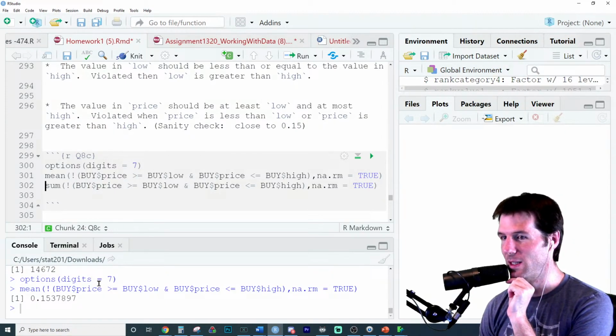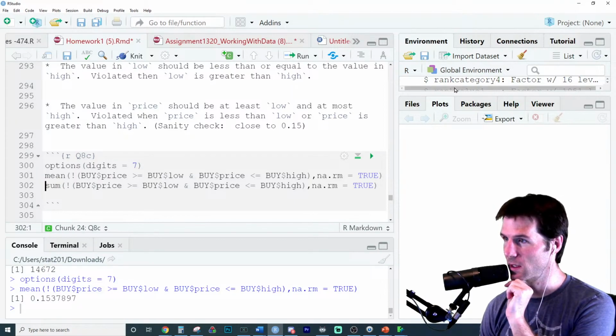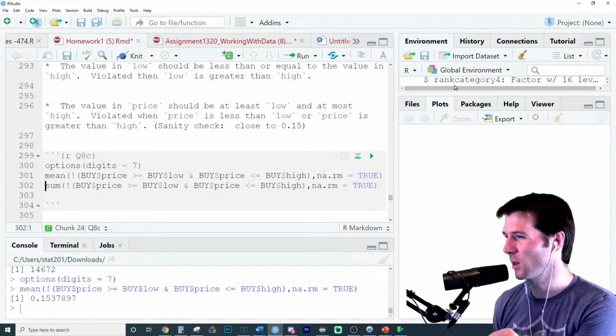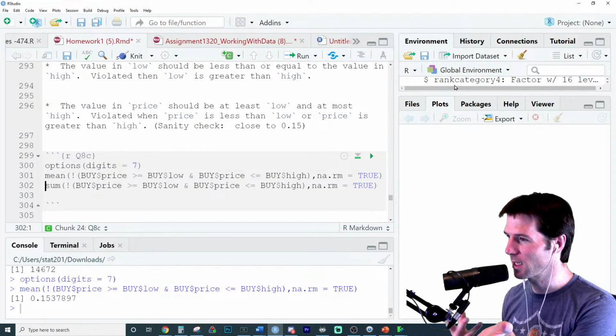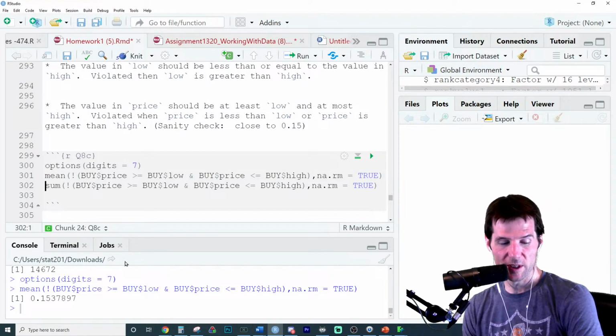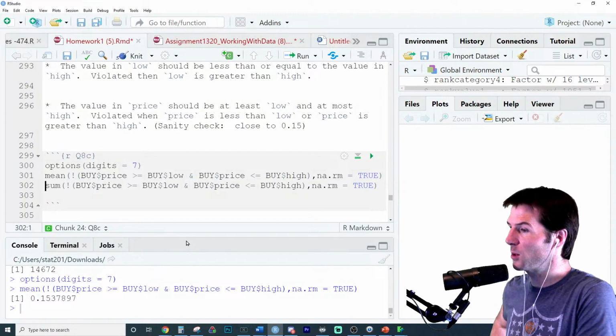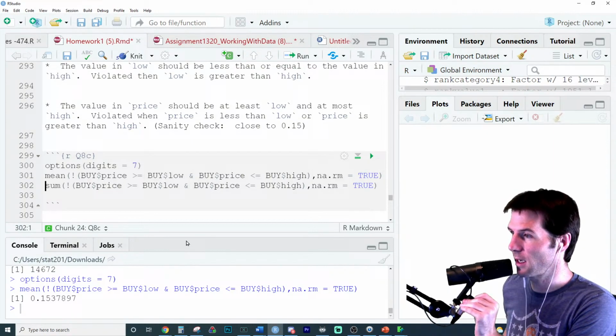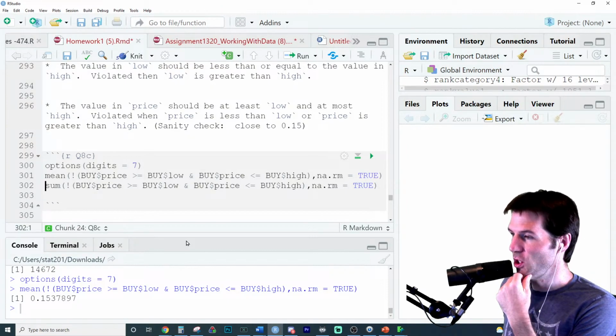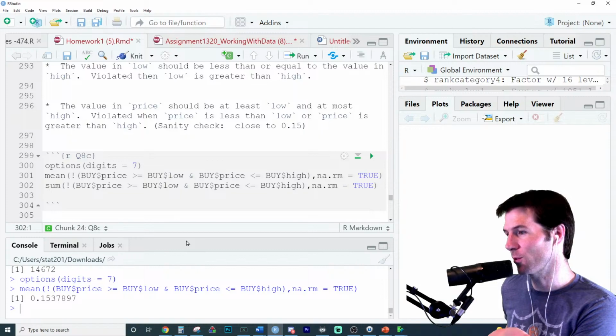But now we can see that there are 14,672 observations in this data set that violate the condition. So something's collected incorrectly right here. And 15.37% of our data also looks to have validation issues. So this is a problem we need to talk to the company about and say, you got some issue with how you're collecting your data, which we always like to say, junk data, junk results.